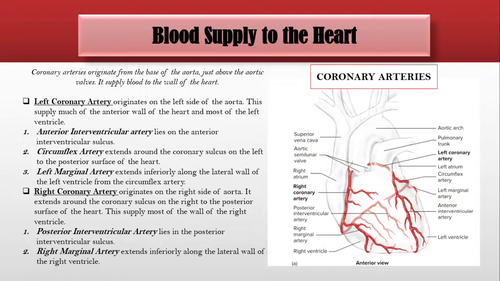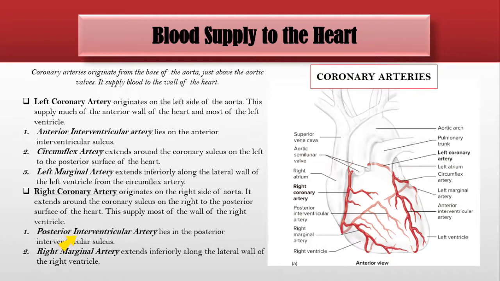Then, the right coronary artery originates on the right side of the aorta. It extends around the coronary sulcus on the right to the posterior surface of the heart. Our right coronary artery supplies most of the wall of the right ventricle. It has two major branches.